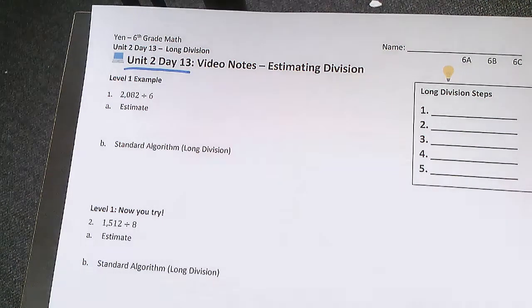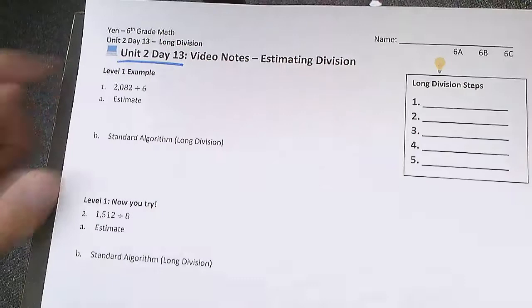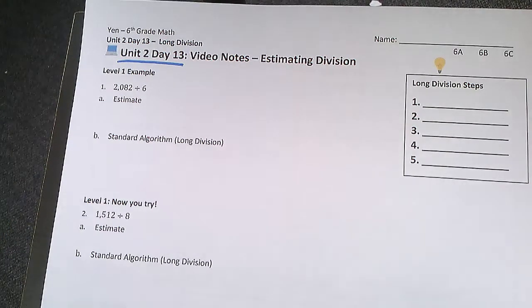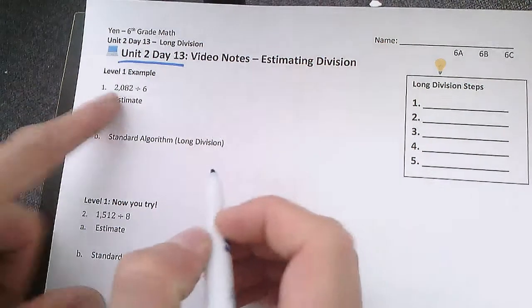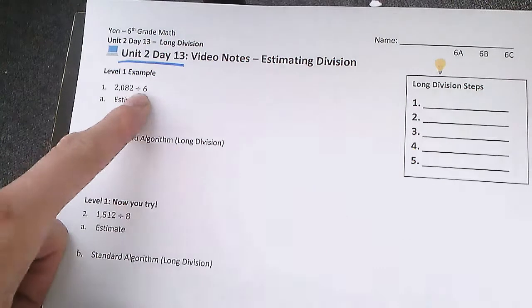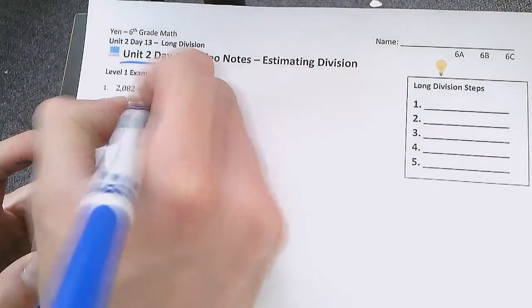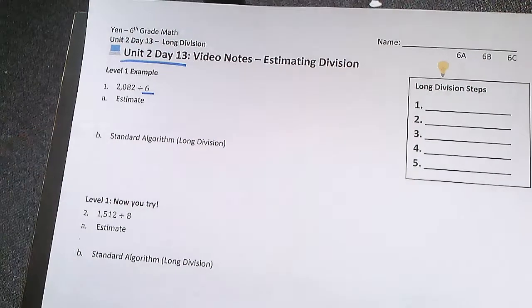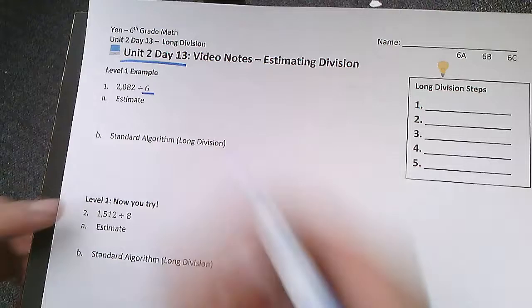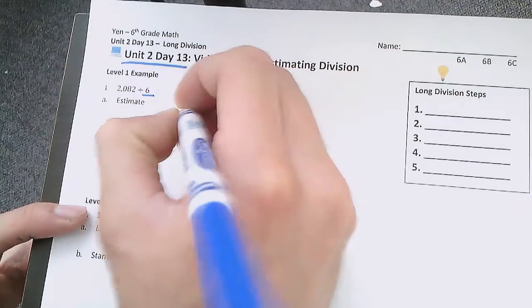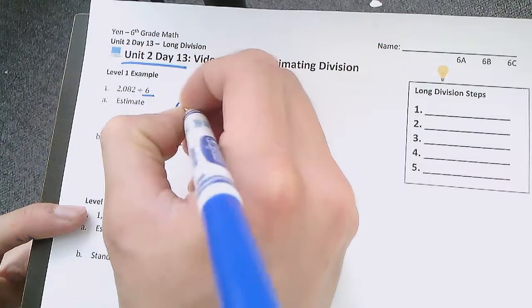Let's look at our level 1 example. We're going to be doing 3 levels today. So we're doing 2082 divided by 6. First it's asking us to estimate. So we're dividing by 6. And 6 is already just one number in the ones place, so we're not going to round that. We're just going to keep that as 6.